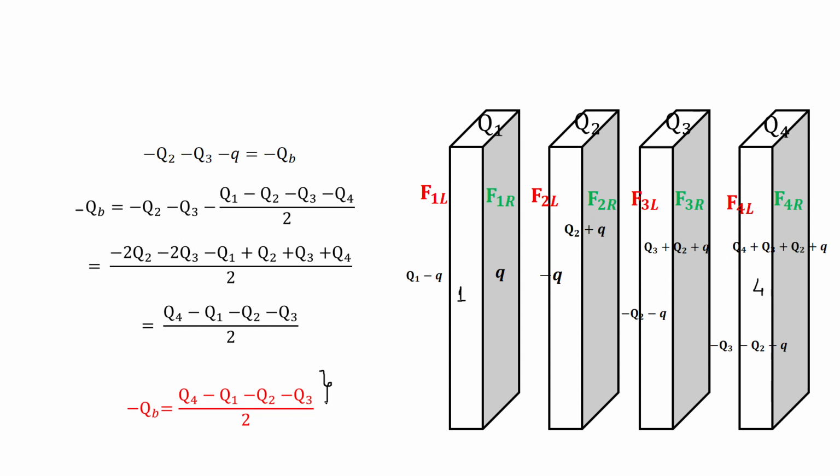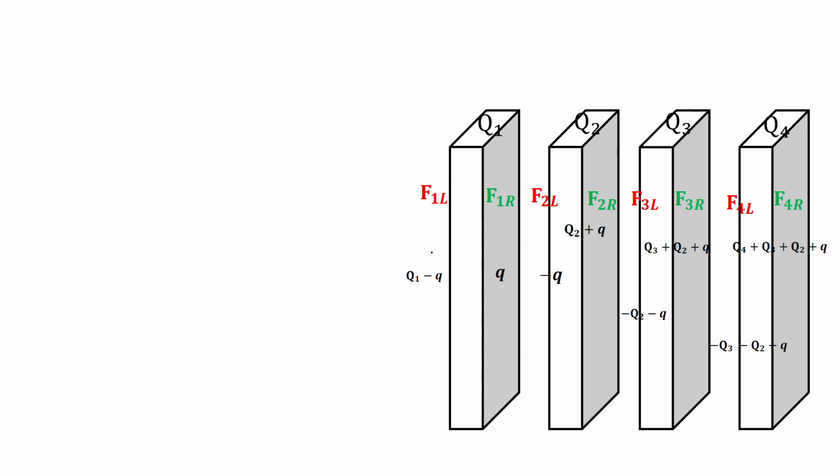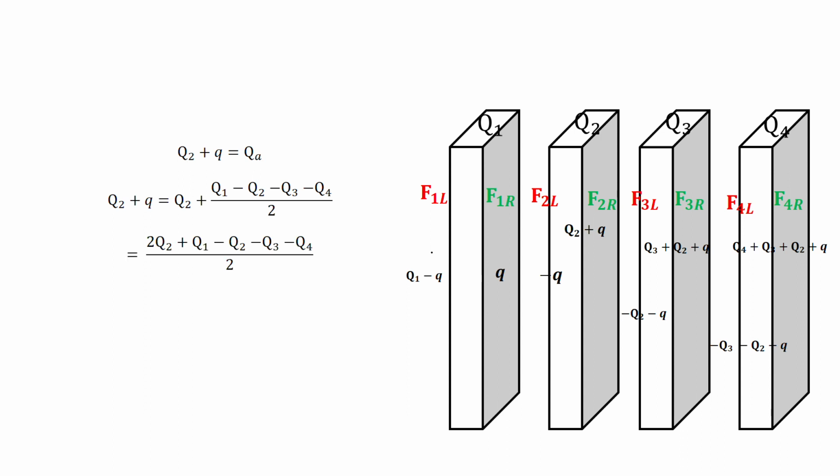The only thing that has to be remembered is that the net charge on the extreme left, on its left face, and the net charge on the extreme right, on its right face, is the same, and that equals the sum of all charges divided by 2. This calculation is just for the sake of completeness. Similarly, we can calculate q2 plus q, that is equal to qa, and we substitute the value of small q and obtain this result. Finally, this qa is (q1 plus q2 minus q3 minus q4) divided by 2.